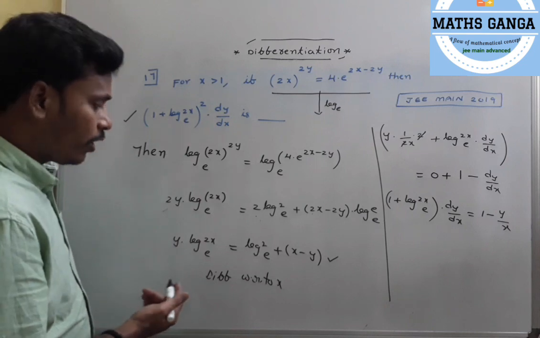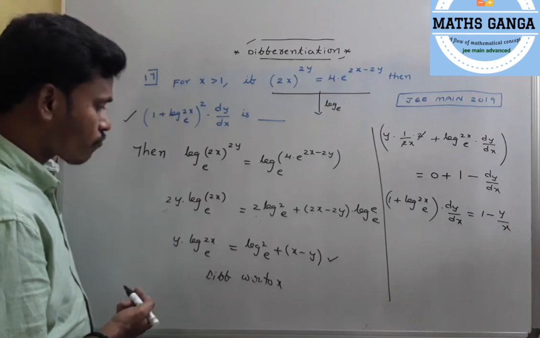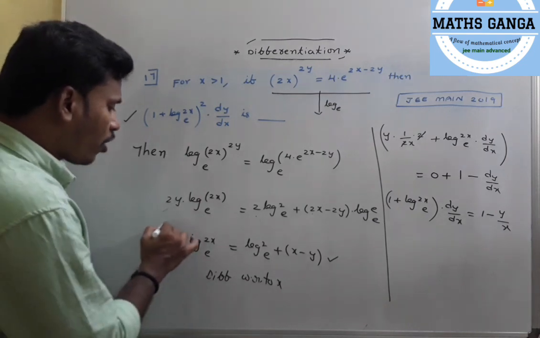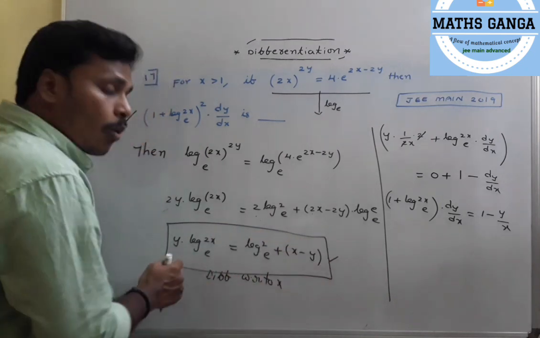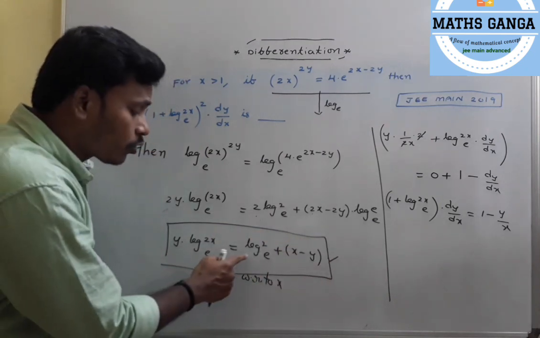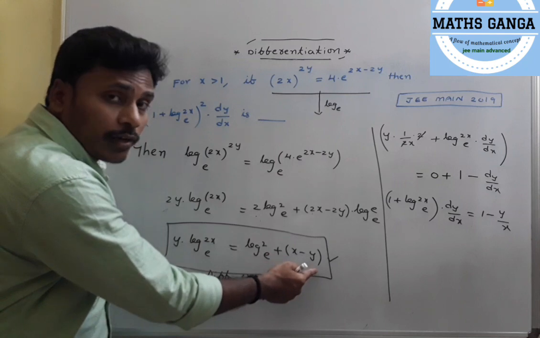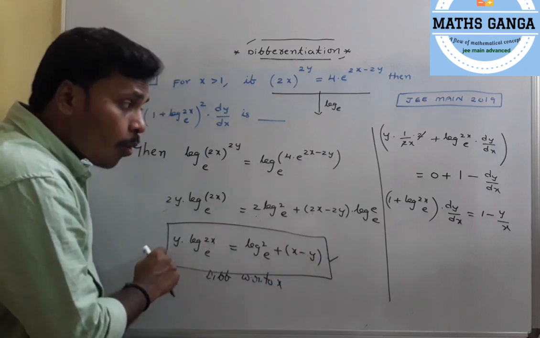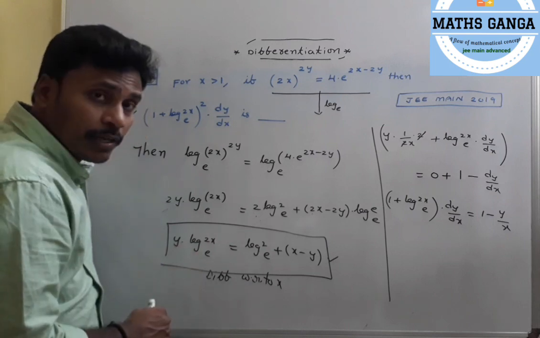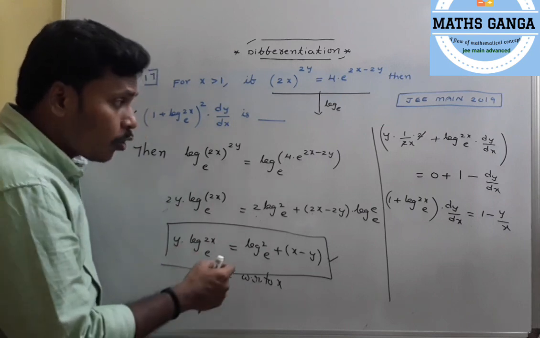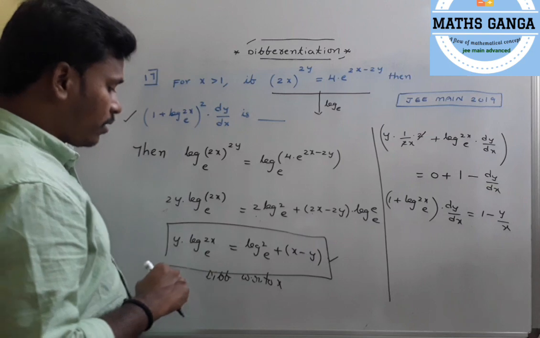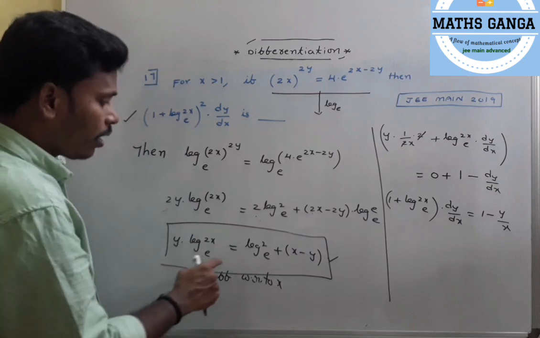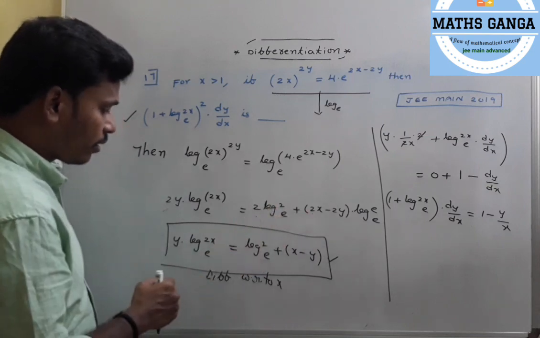For that, you just have a look here. If you concentrate on this expression, what is it? y log 2x base e is equal to log 2 base e plus x minus y. Suppose if you send y to this side, it becomes y into 1 plus log 2x base e, right? So y into 1 plus log 2x base e. I am going to simplify this actually.